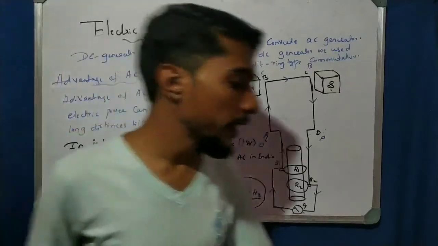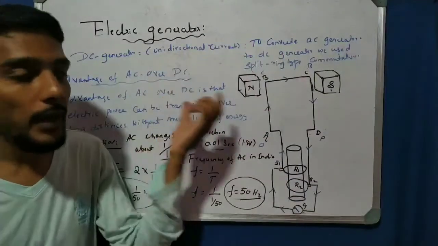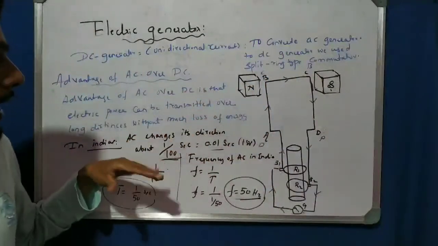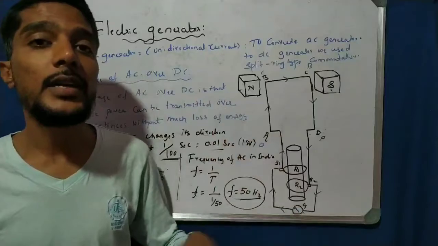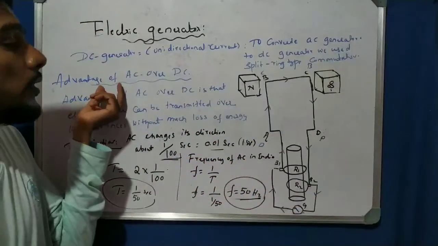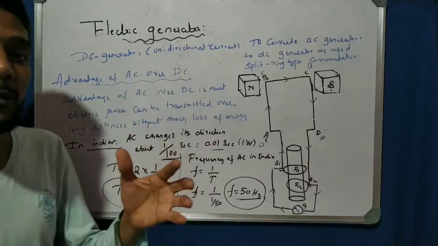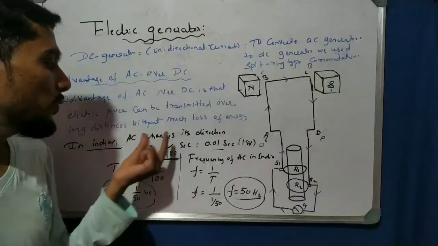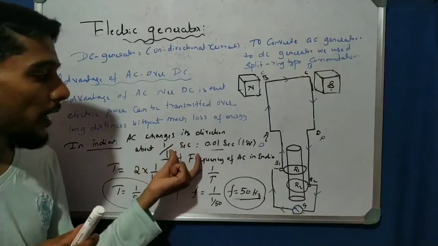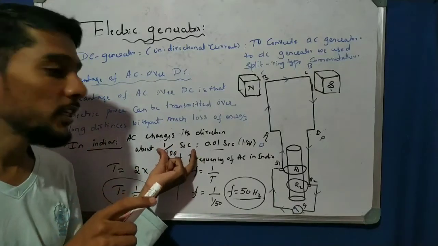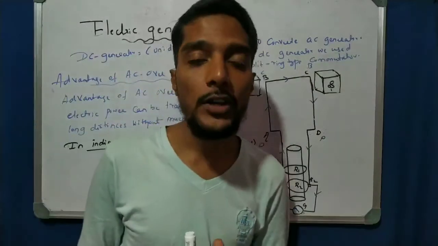So student, this is all about the electric generator. We took the meaning, the principle, the diagram and the working, and then the last one about AC and DC. AC is alternating current, and DC is direct current. AC has an advantage over DC in that AC can be transmitted to a long distance without loss of energy. That is why in India we use AC. The AC changes direction in 1 by 100 second, and the frequency is 50 hertz. These are very important points you have to remember.